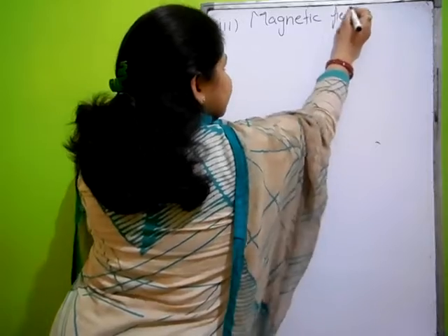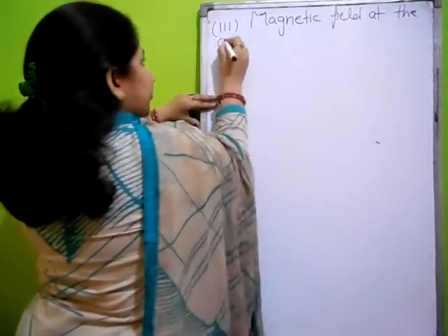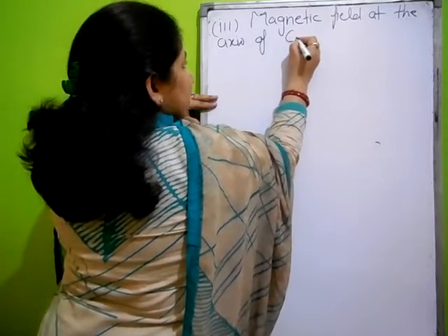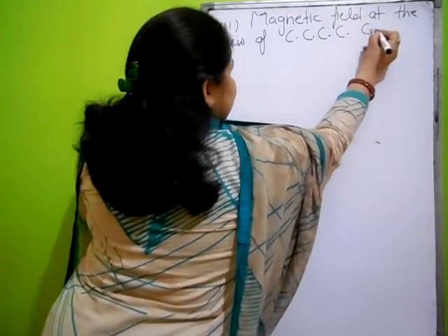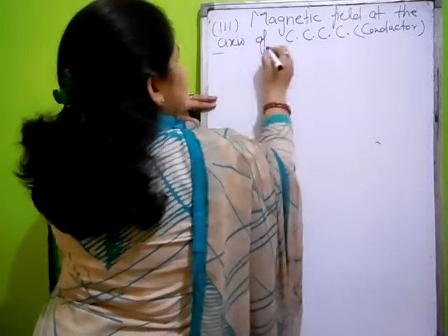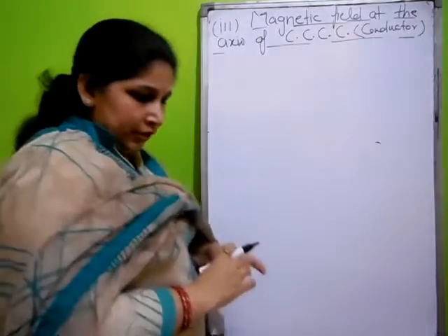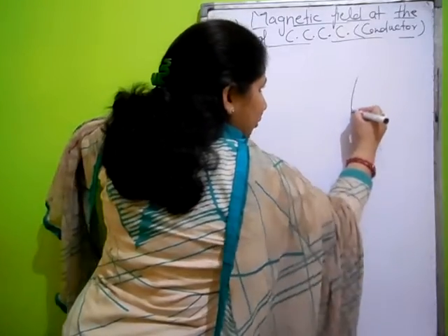Magnetic field at the axis of a circular current carrying coil conductor. Got it? Now we will consider a circular current carrying coil.